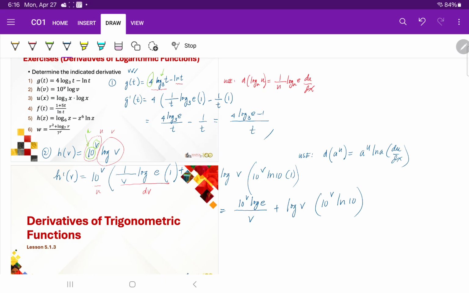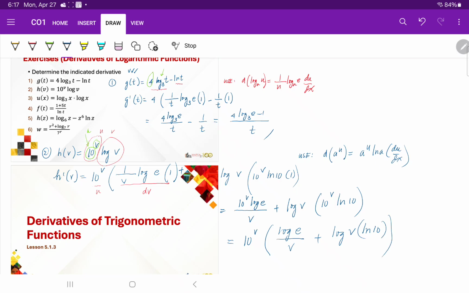Okay, so check if we have a common factor. Do we have a common factor here? Yes, 10 to the v is common. So we factor out 10 to the v. What's left in the first term? You have the log of e over v, plus, since 10 to the v is factored out, what's left is log of v times ln of 10.